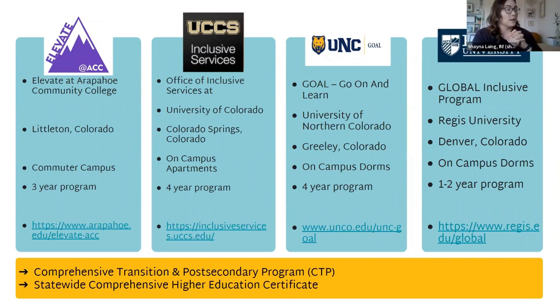And they're a commuter campus, so there's no on-campus living since it's a community college there. We've got Office of Inclusive Services at UCCS in Colorado Springs. That's a 4-year program, and students do have the availability to live in on-campus apartments. Goal, which is Go On and Learn at UNC in Greeley. Theirs is also a 4-year program with on-campus dorms.